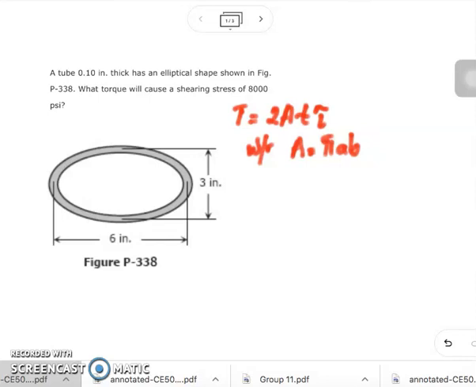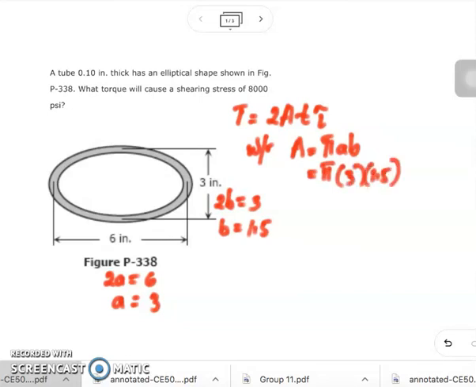So this is 3 inches. This is 2b, which is equal to 3, so our b here is 1.5. This one is 2a, which is equal to 6, so our a is equal to 3. If we substitute this to our equation, our area would be pi times 3 times 1.5, and this gives us the value of 4.5 pi square inches.